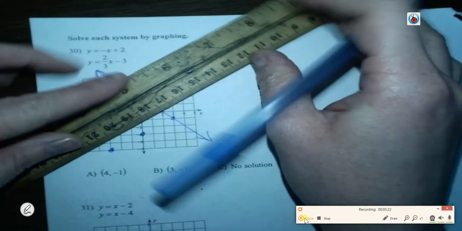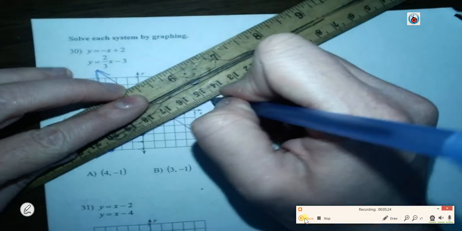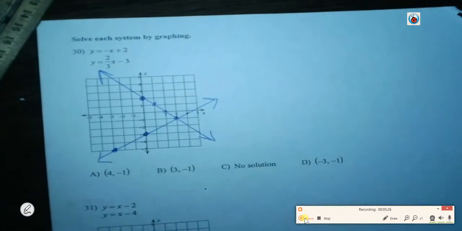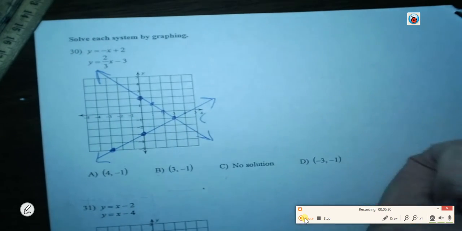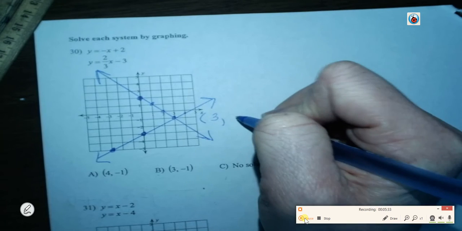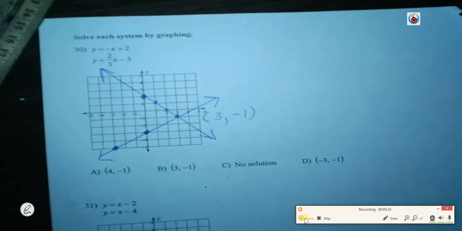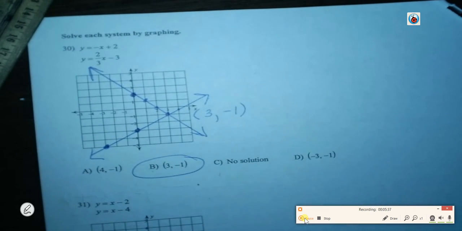Now I can make that line, put arrows on both ends, and my answer is that point right there where they cross. So I see the x value for that point is 3, and the y value for that point is -1. So I find 3, -1, and I circle it. That's your solution.